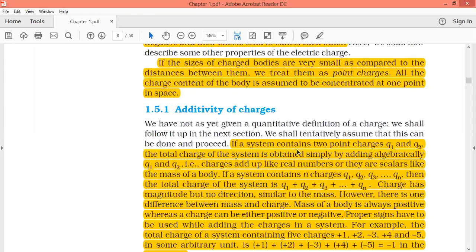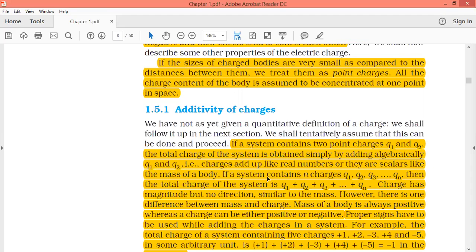Okay. So if you have two charges, say Q1 and Q2, the total charge of the system is obtained simply by adding Q1 and Q2. So it is same as adding the masses. What is the difference between mass and charge here? Mass will be always positive, whereas charges can be positive or negative. We have told that there are two types of charges, no? Positive charge and negative charge. So the charge can have positive value as well as negative value.